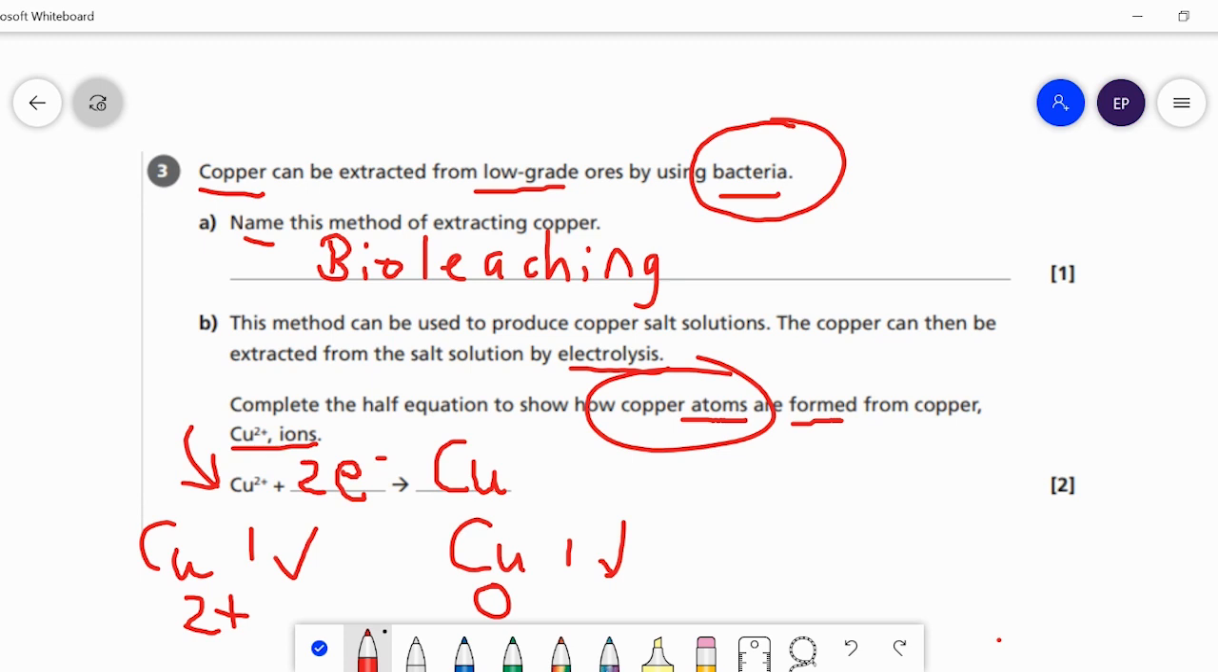And 2+ plus 2 lots of minus is equal to 0. And the right-hand side is just copper atoms, that's 0 already. So we now have both the atoms and the charges balancing on both sides of our equation.